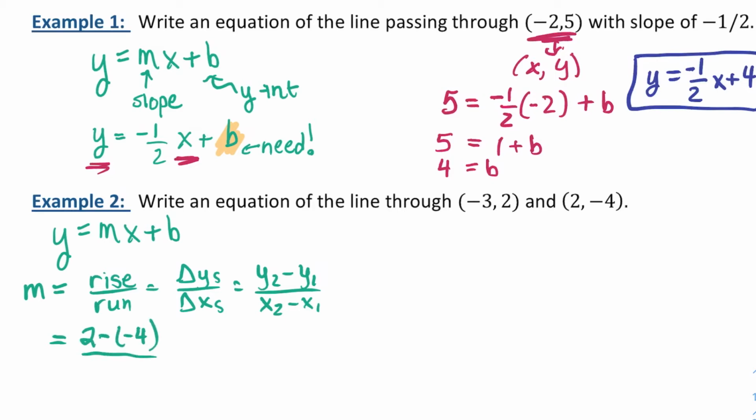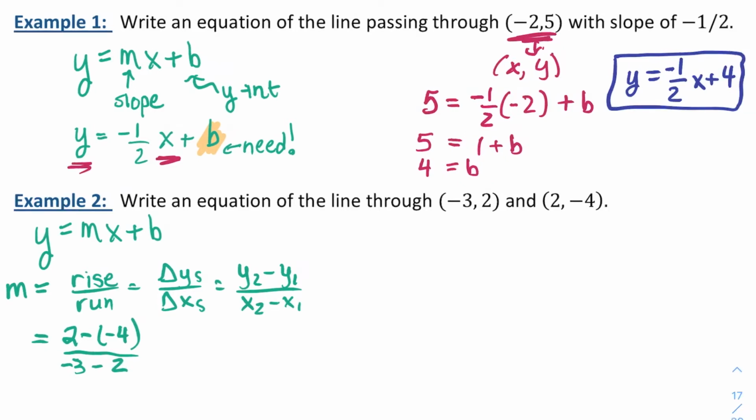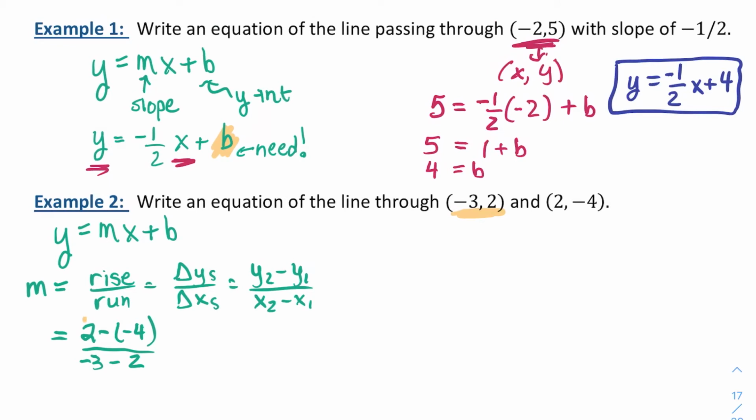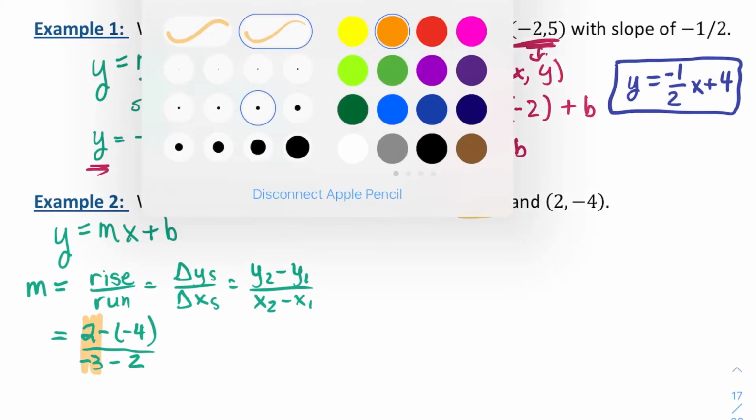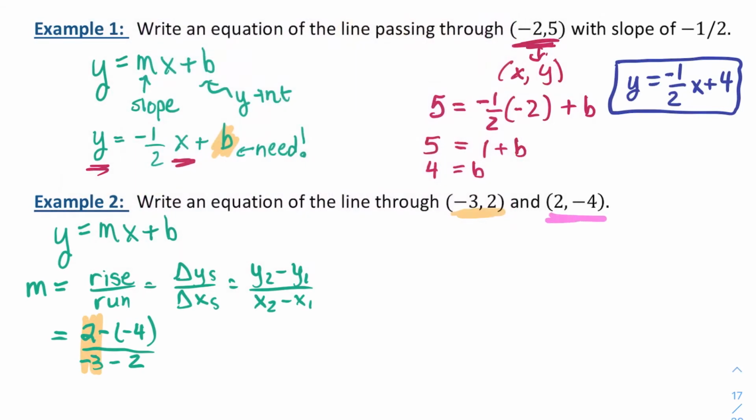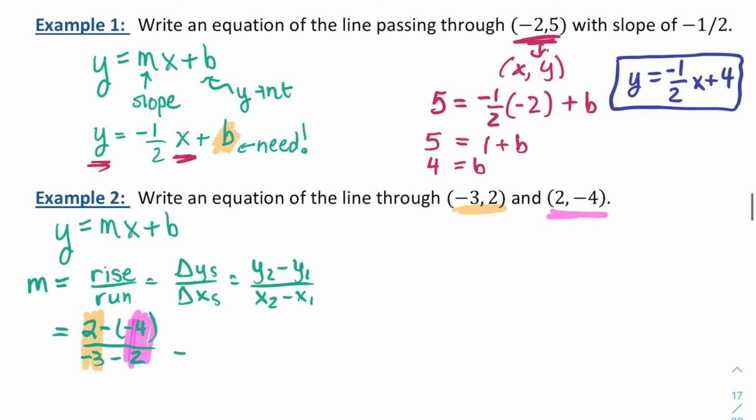So if I plug in my y values, 2 minus -4, and then my x values on bottom, make sure that you keep the same order on top and bottom. I start with the y value from one point on top, so I need to start with that x value on bottom. It doesn't matter which point you start with, but you do need to be consistent and subtract in the same order in the numerator and denominator. So that gives me -6/5 x plus b, which, like before, I'm going to need to find my y-intercept.